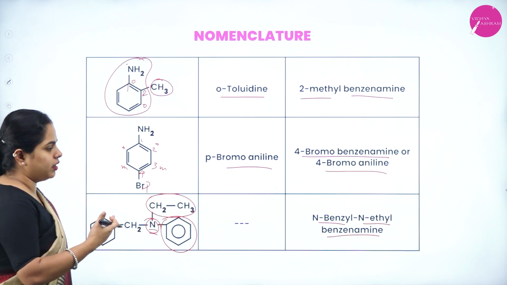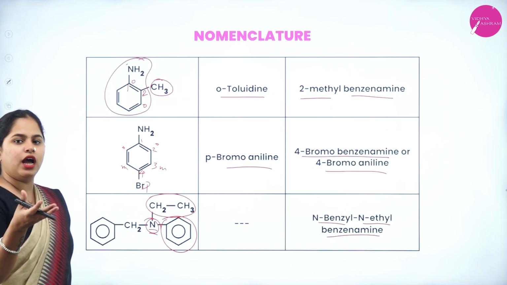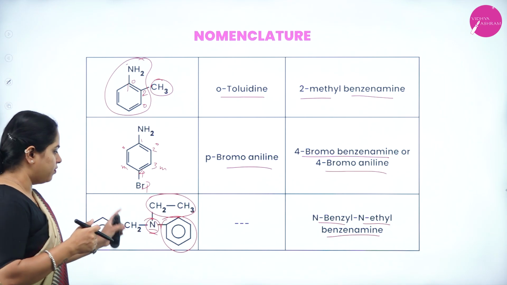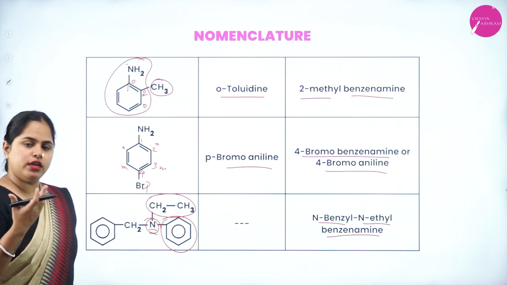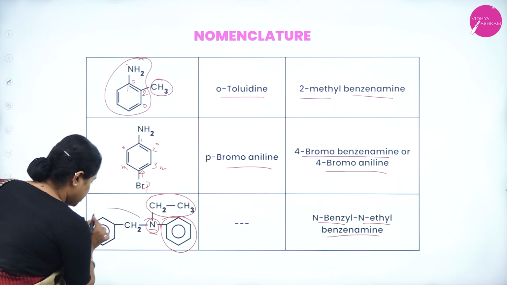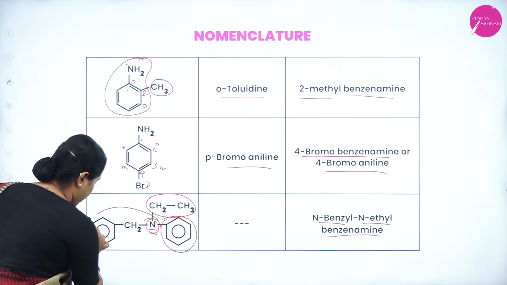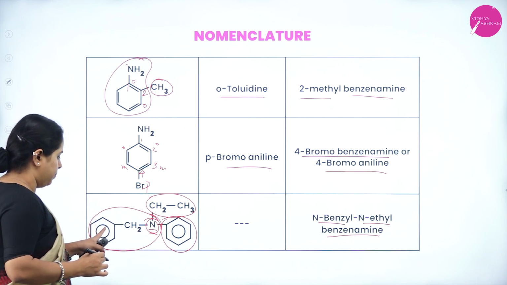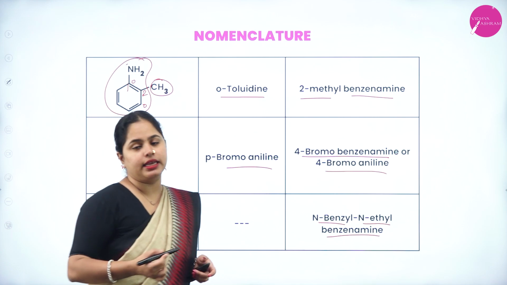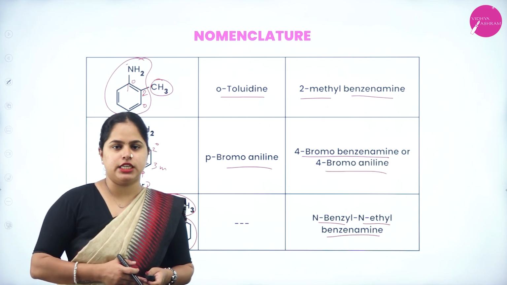Now why have I written N-benzyl first and then N-ethyl? That is because according to alphabetical order, B will come before E. So whichever comes first in alphabetical order, you have to write first. So N-benzyl N-ethyl is done. Now this much part is what? It is benzenamine. Now what is left behind? You have benzene, CH2, NH2, that is benzenamine. That is why it is N-benzyl N-ethyl benzenamine. So this is the IUPAC and common system nomenclature of amines.